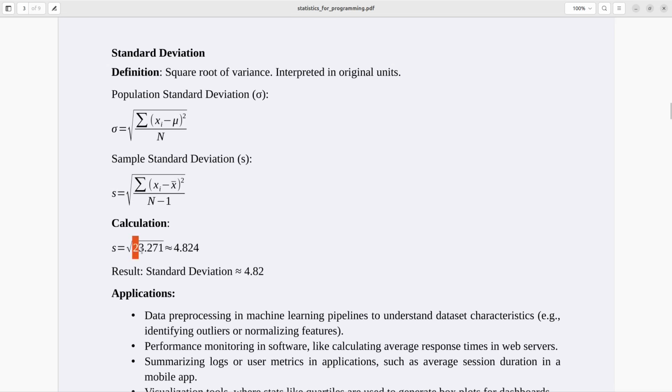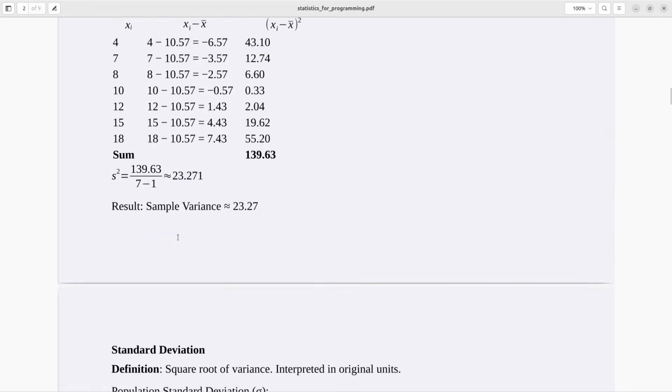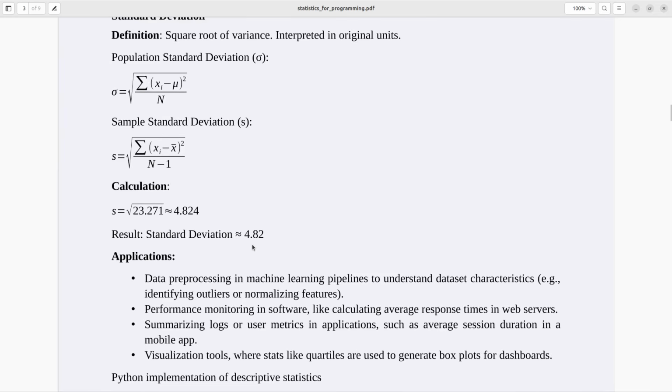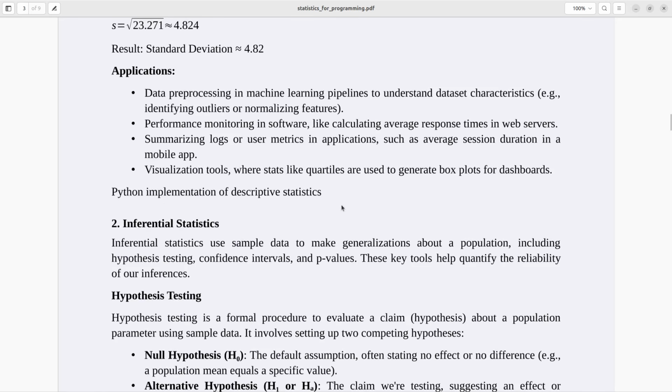So we have already calculated the sample variance in the previous discussion shown here, okay? Then if we want to get the sample standard deviation, I just need to take the square root of the sample variance to get 4.824. So that is the sample standard deviation, okay? So how can we apply descriptive statistics?